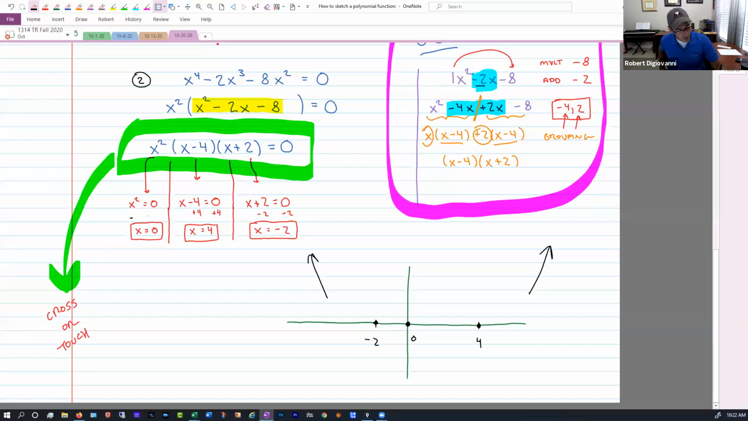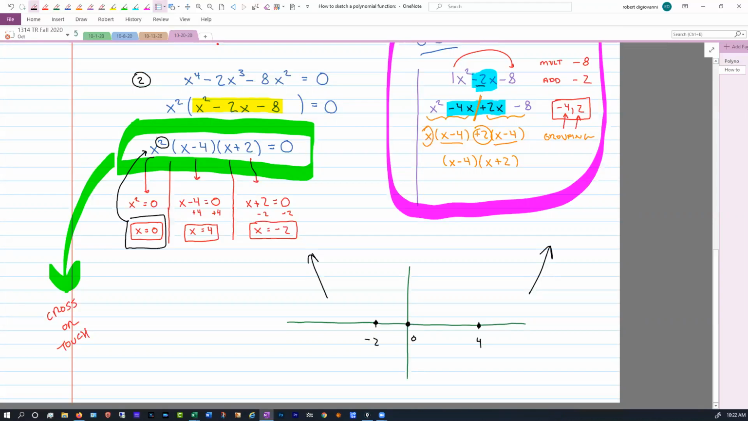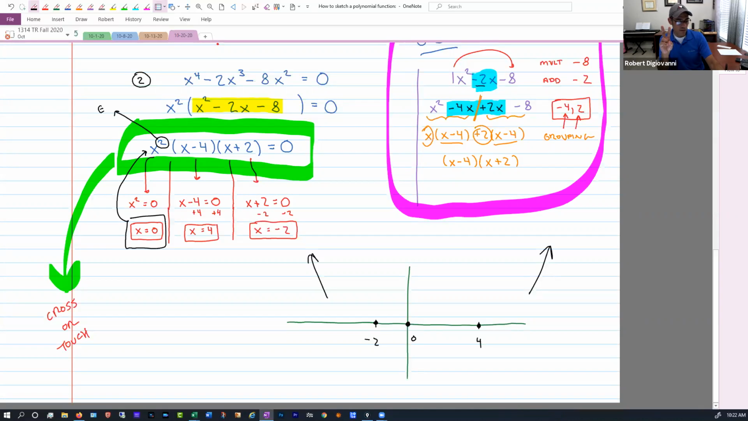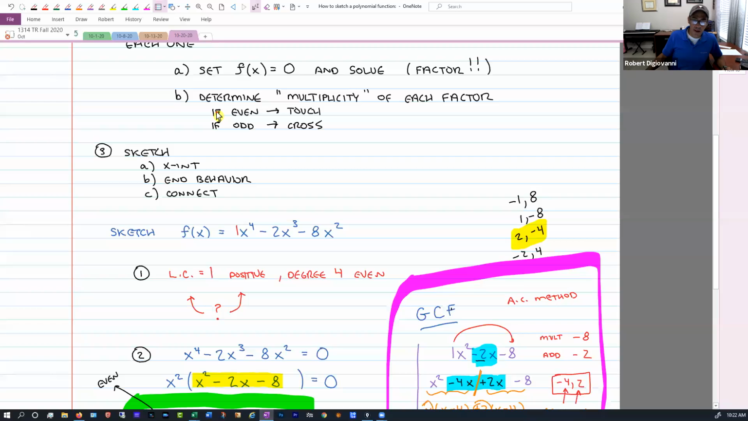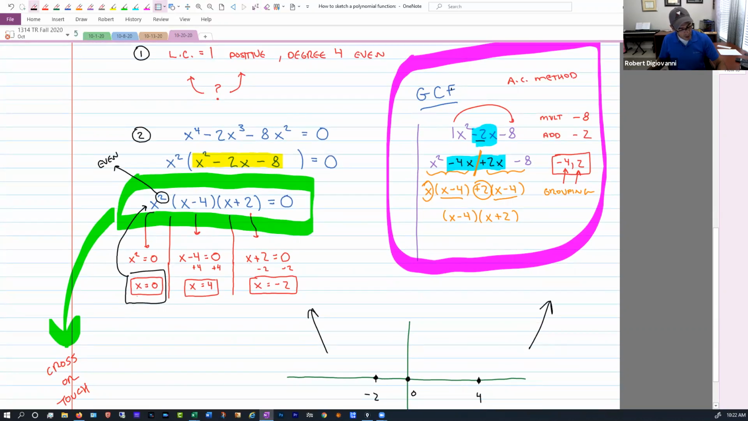Let's start with the x equals 0, okay? That x equals 0 came from that factor, right? x squared. What is the power on that factor? What is the x being raised to? The second power, right? And that number 2 is even. If you have an even powered factor, what did I say in the notes would happen here? You will touch. So right under here, I'm going to write touch. I'm going to touch here at this 0.